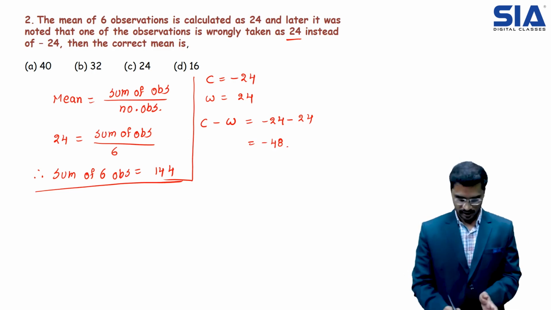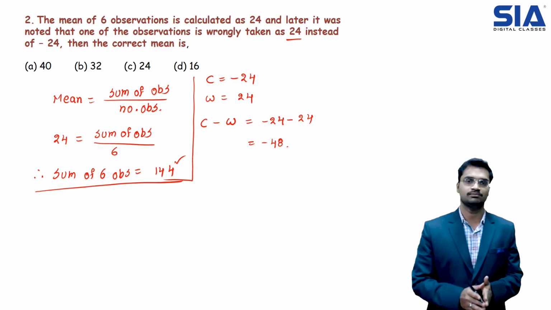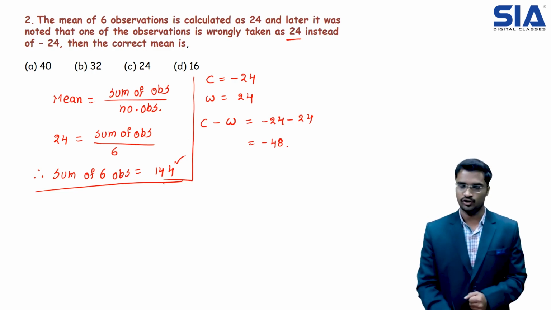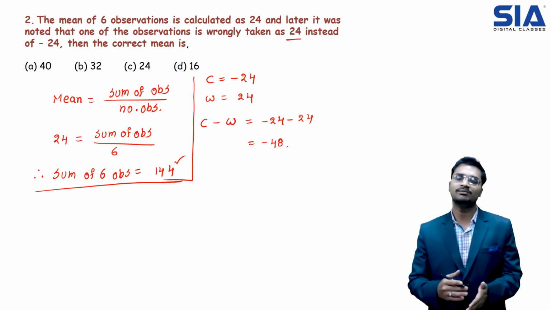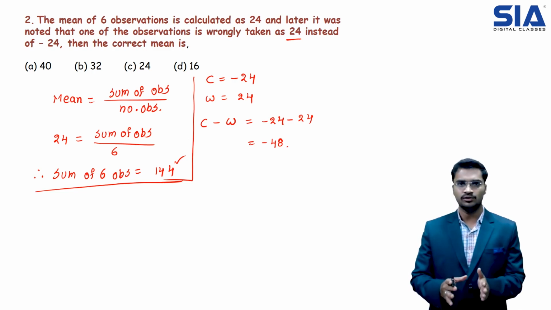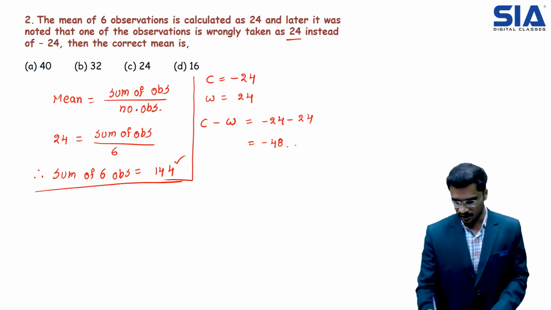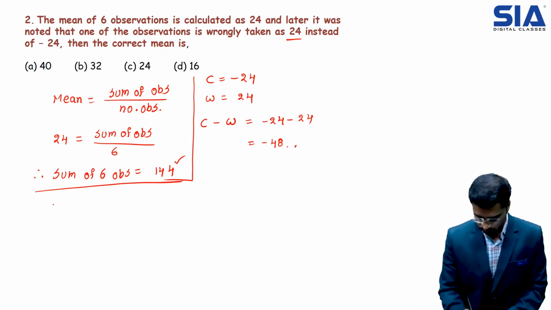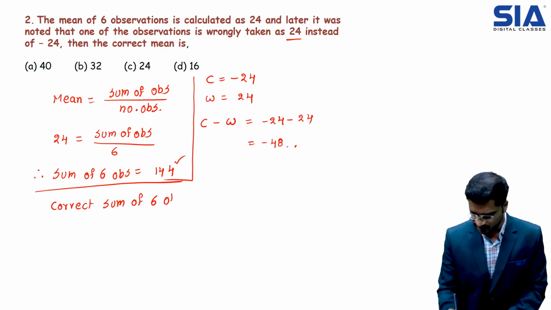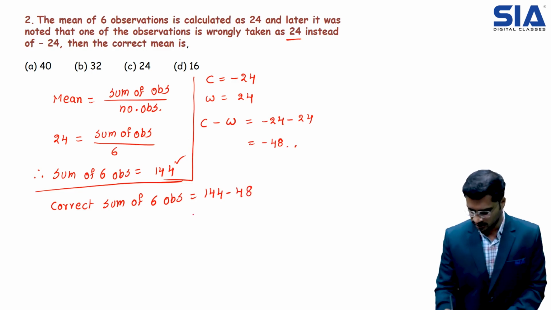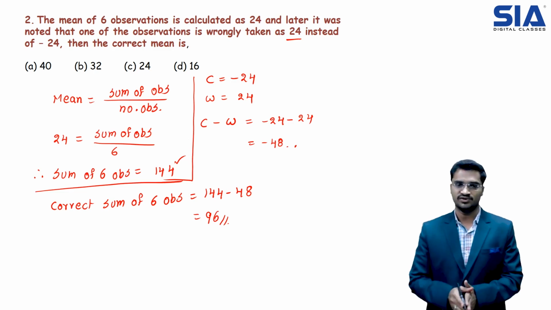The first sum that came to us is 144, but it was increased by 48. Now in order to get the correct sum, we have to subtract this 48 from it. So the correct sum of 6 observations is 144 minus 48. After subtracting, I am getting 96. So the correct sum of 6 observations is 96.